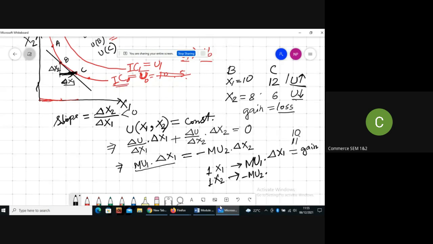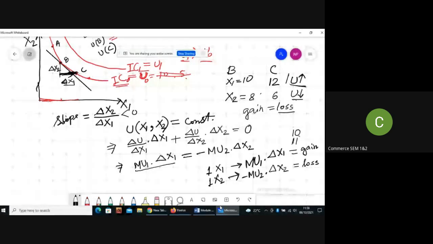Now, what is the total amount of loss in X2? This distance, which is delta X2. So the total loss in utility will be minus MU2 multiplied by delta X2. This is nothing but the loss in utility. As point B and point C are on the same indifference curve, the utility at point B will be equal to the utility at point C. So your gain must be equal to the loss.